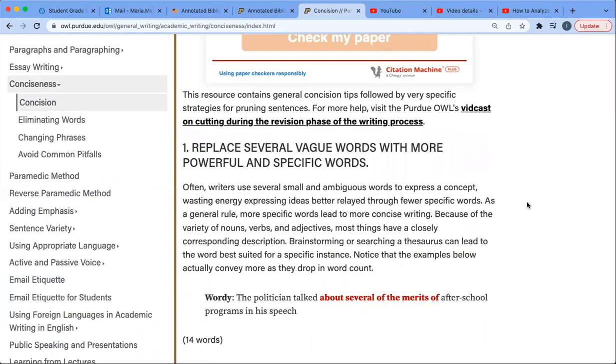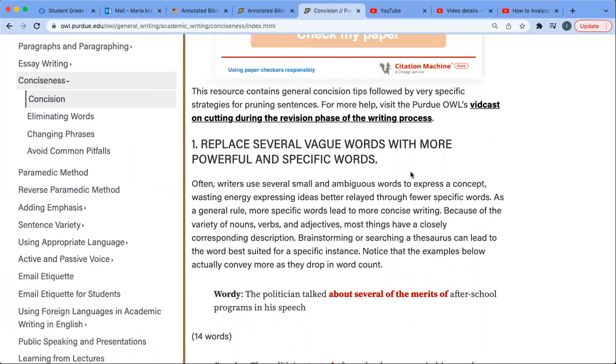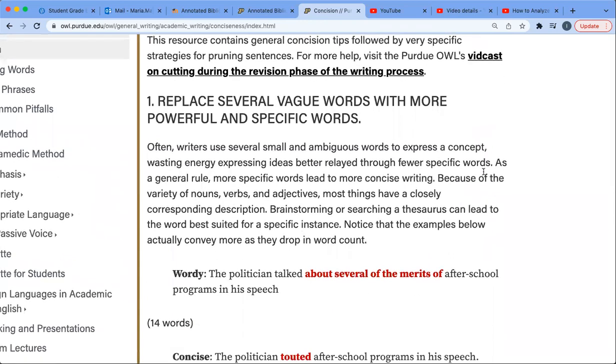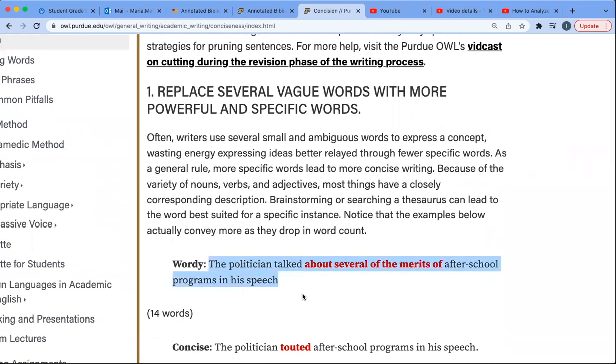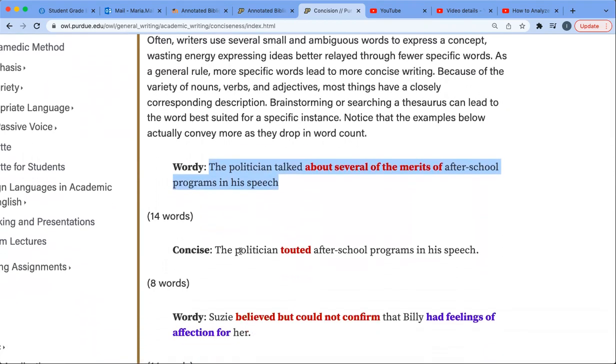The first step is you need to replace several vague words with more powerful and specific words. How are you supposed to do that? You're more than welcome to practice all these exercises in the comment box below. Imagine that you have this sentence. The politician talked about several of the merits of after-school programs in his speech. Instead of the phrase about several of the merits of, you can simply replace it with a verb such as touted. So your sentence would be shorter and more concise, which is academically suggested in a more direct way.